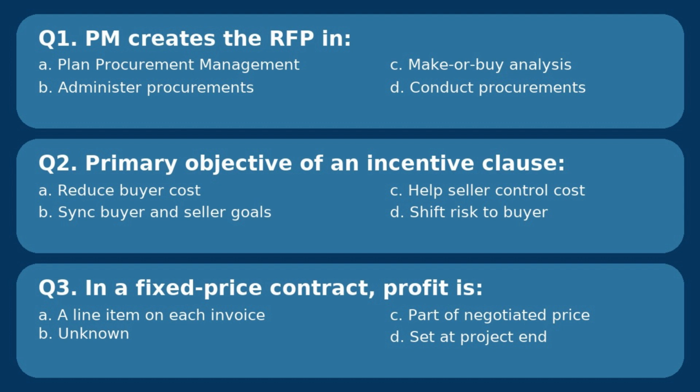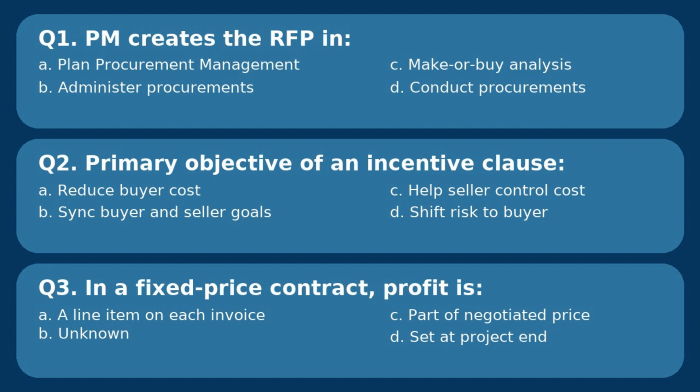Incentives in contracts, early finish bonus, target cost sharing, performance bonus, are there so that the seller wants the same thing the buyer wants. If the buyer's success metric is finish 2 weeks earlier, the incentive says if you finish 2 weeks earlier, you get more money. That is alignment. Why not the other options?